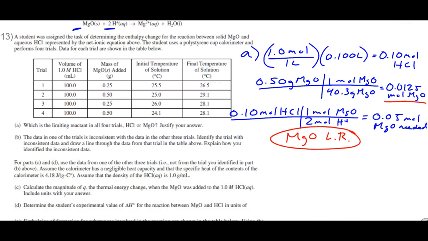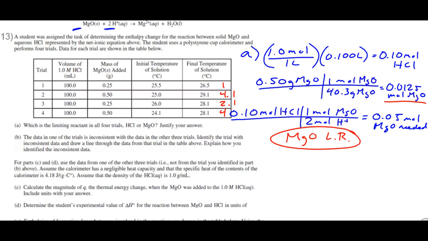Letter B says the data in one of the trials is inconsistent with the data in the other 3. Identify the trial with inconsistent data and draw a line through the data from that trial in the table above. Explain how you identified the inconsistent data. This is tricky. What do you have? The only data that you have, the results, is the temperature change. So I quickly crunched the numbers, and I got that this was a 1 degree change, this was a 4.1 degree change, this is a 2.1 degree change, and this is a 4 degree temperature change.